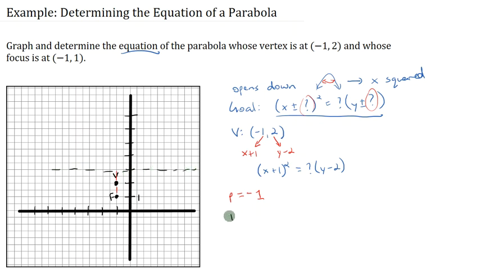And we could write that down. The directrix is at y equals 3. It crosses the y-axis at 3. Y equals 3.